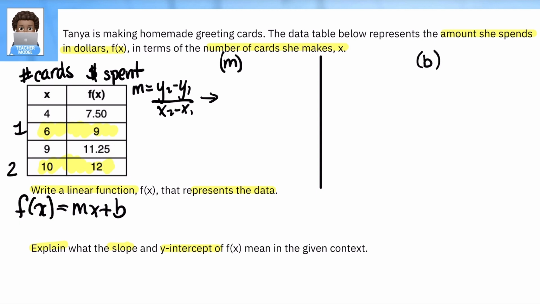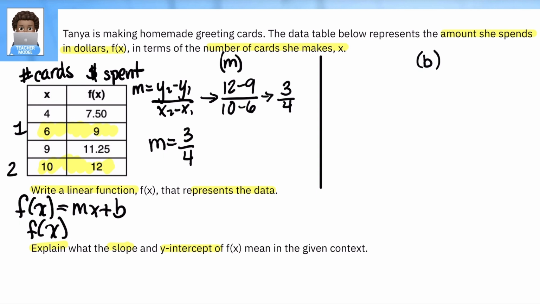Let's sub in. y2 is 12, so 12 minus 9 over 10 minus 6, which simplifies to 3 over 4. And I can't simplify that anymore. M is equal to 3/4. Okay, now that we have m, let's figure out what the b is. So already we have the beginning parts of our formula. F of x is equal to 3/4 x. Let's find b. I'm going to write that formula in.